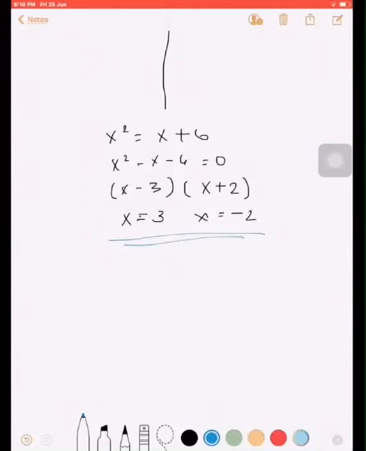Now that we know the points of intersection, we can solve the area using this formula. Area equals the integral from a to b, where b is greater than a, of the upper function f of x minus g of x dx.